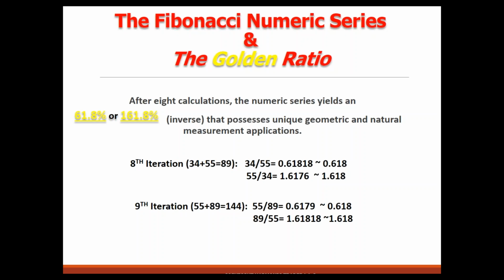So we see that in the 8th iteration, 34 plus 55 is 89. 34 divided by 55 is an approximation of 0.618. The inverse, 1.6176, approximately 1.618. Same with the 9th iteration. The key here, okay, is there is a proportional relation in the growth cycle. And the further you go in this series, the closer these ratios come to the exact number of the 0.618 and the 1.618.